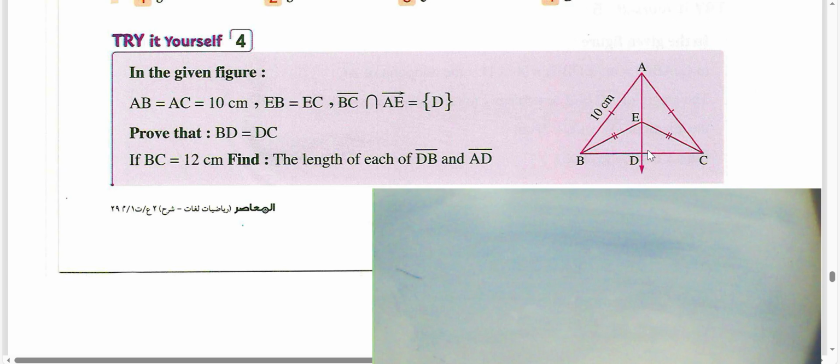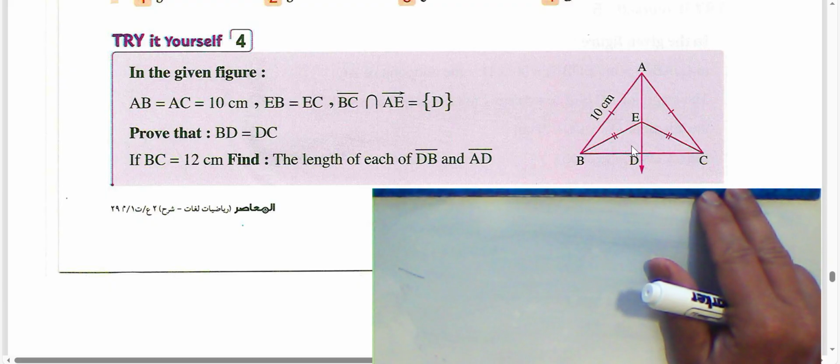Okay, then we have a right angle triangle, and he wrote that if BC is 12 centimeters, we can write the line segment BD as half of 12, which equals 6 centimeters. The length of BD is 6, and the length AD we can find from the Pythagorean theorem: 10 to the power 2 minus 6 to the power 2. The result, by square root, equals 8 centimeters. AD will be 8 centimeters.